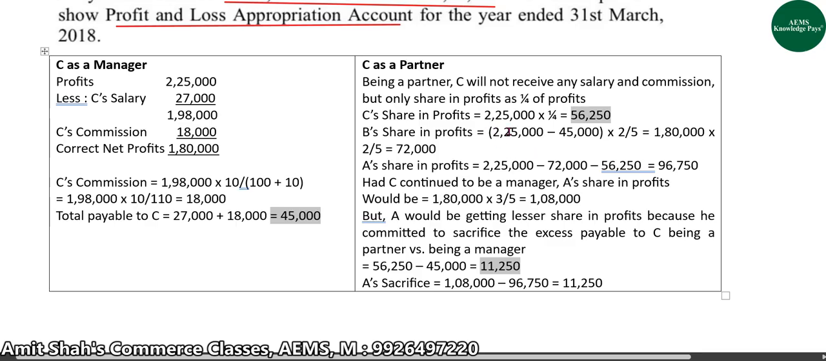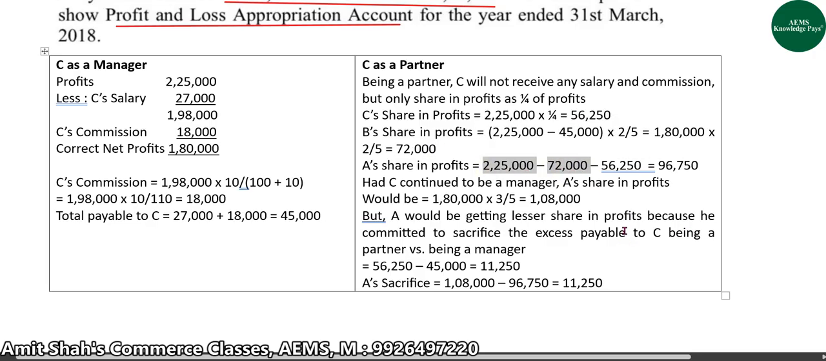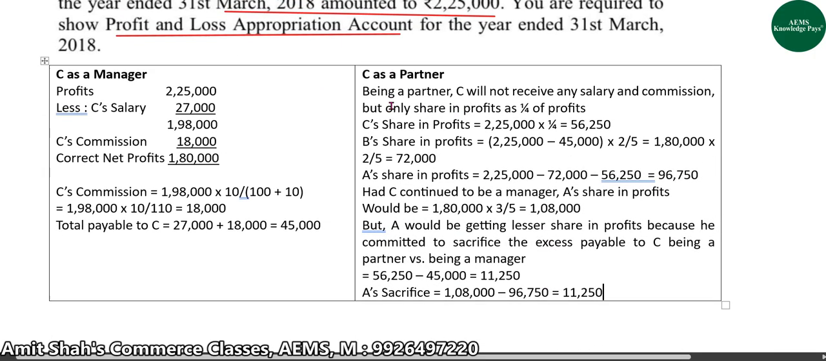It means B will receive, after giving salary and commission to C, whatsoever profits are available in that, B will receive 2 by 5 only, because he is not contributing anything towards C. And that amounts to 72,000. So from the profits, after subtracting B's share in profits and after subtracting C's share in profits, whatsoever profits are left, they are for A. So you'll make this kind of working note, and then you will make P&L appropriation account.